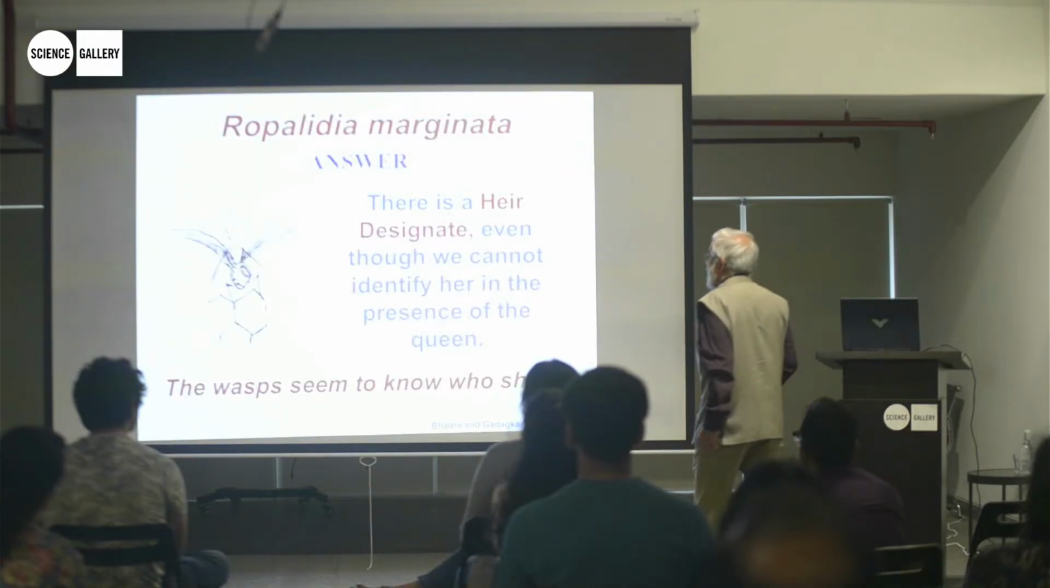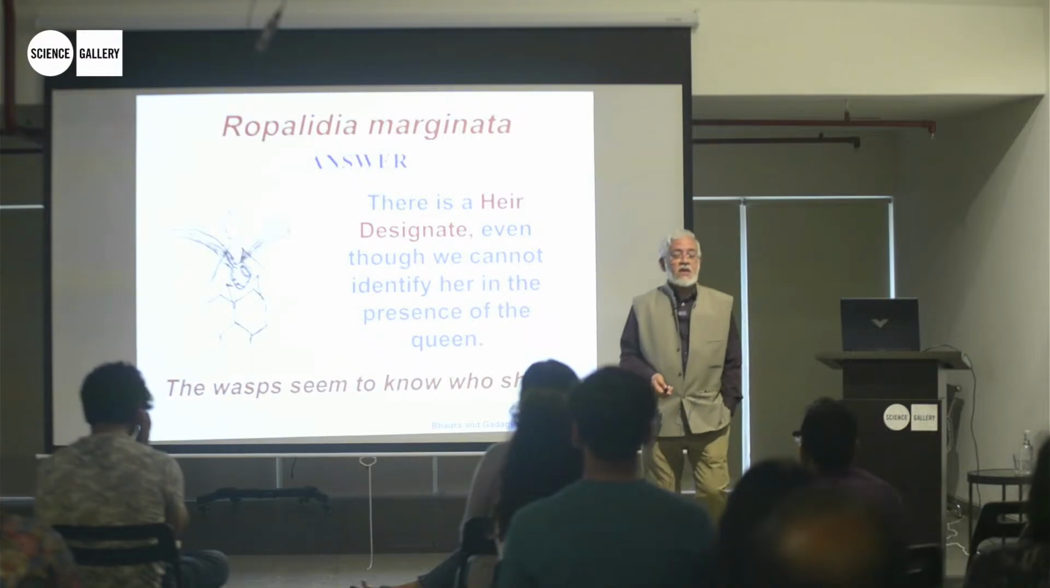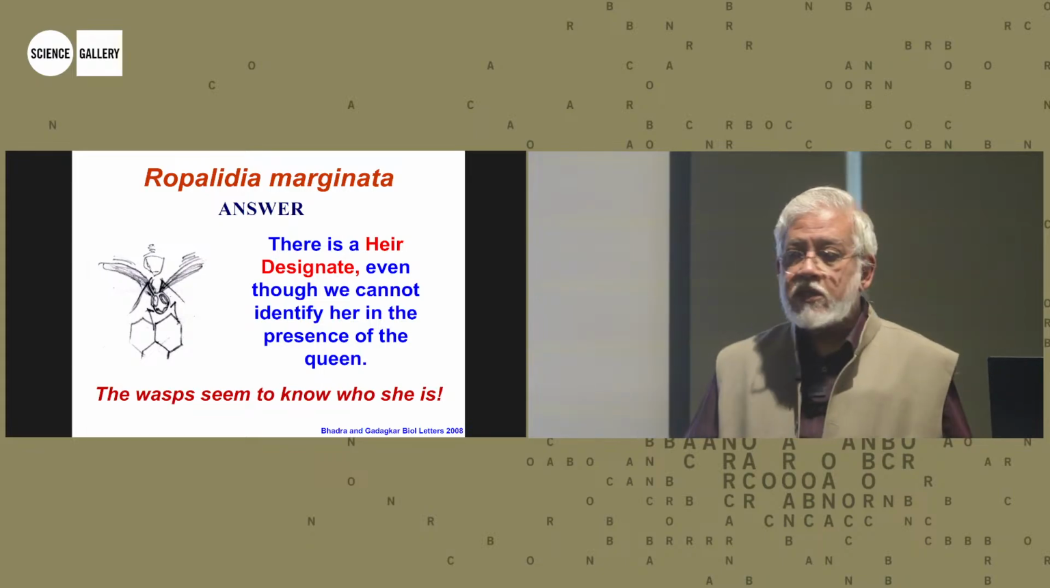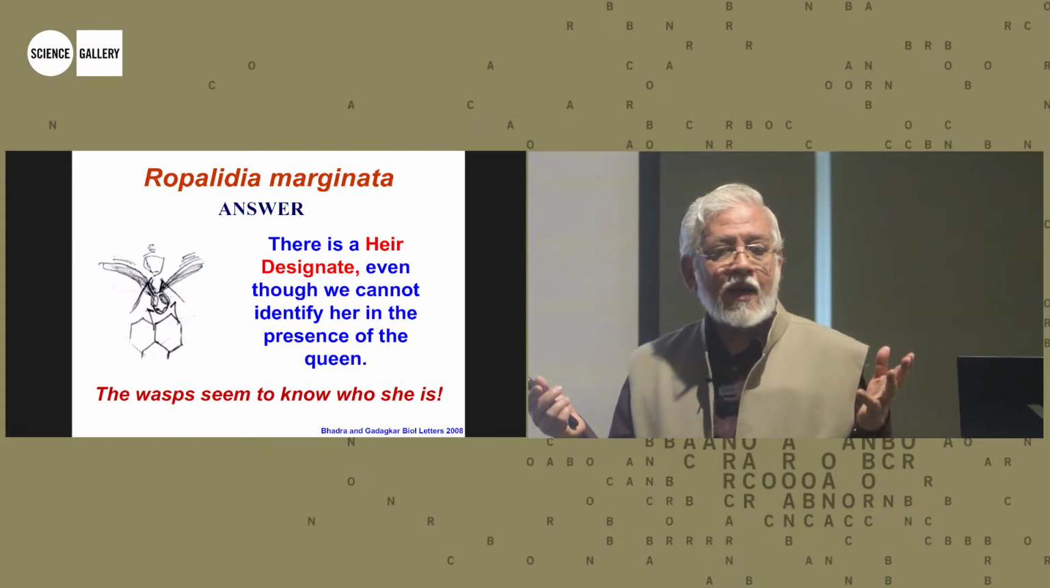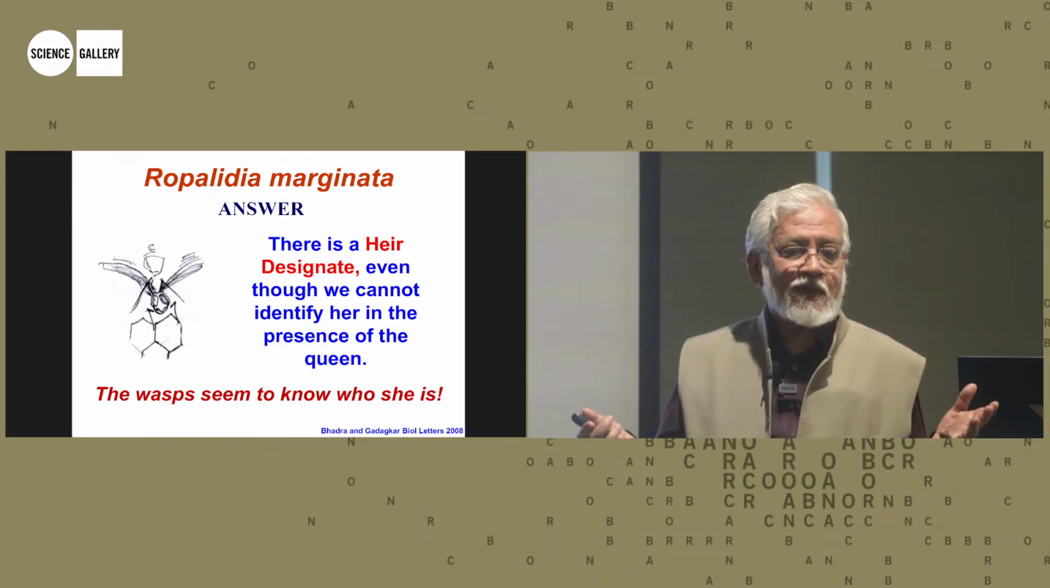There is an heir designate, even though we cannot identify her in the presence of the queen, and all the wasps seem to know who she is. Just think of how complicated they are, how sophisticated they are. In what way are they inferior to us? Keep this at the back of your mind.